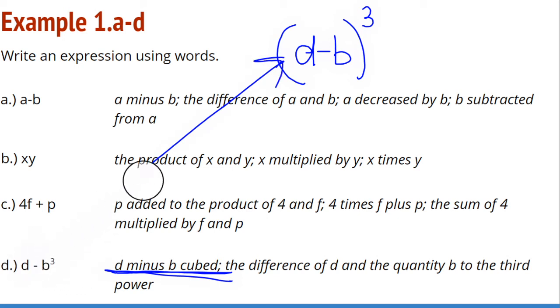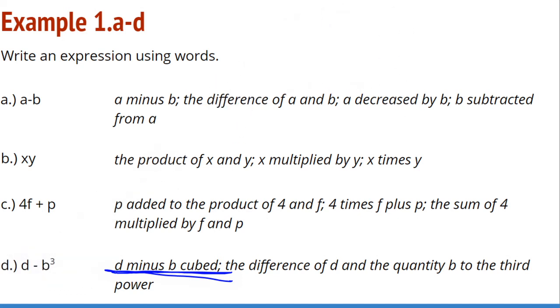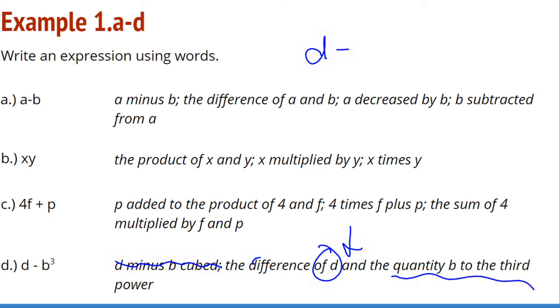And this is a really tricky thing here. Really have to think through what you're saying. So even though this is on the list, I don't love that one. The second one, the difference of D and the quantity B to the third power. So I've got the and here, I've got the D, and I've got the difference. So I've got D on one side, the other side is B to the third power. Okay, that one starts to feel a little bit better.